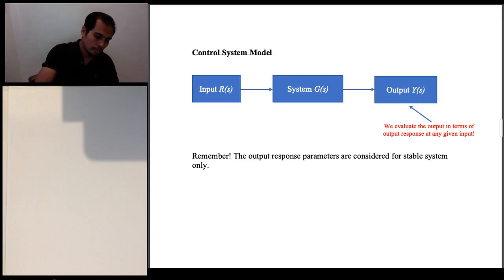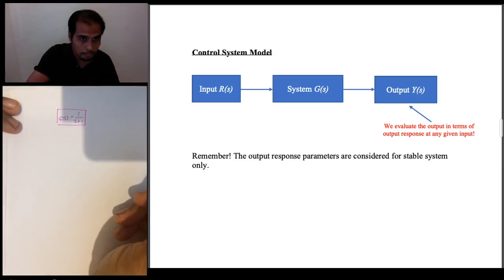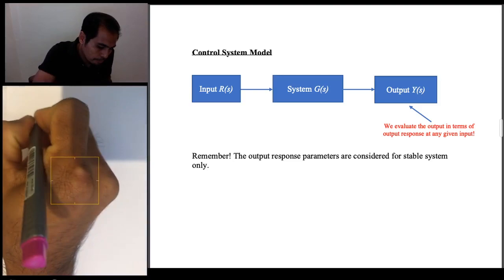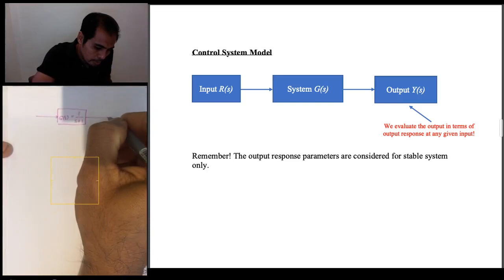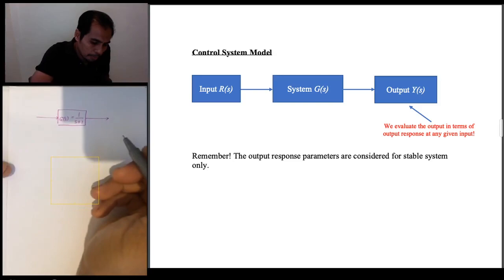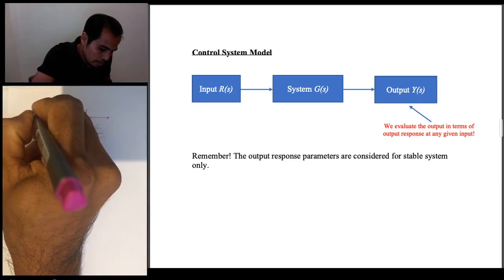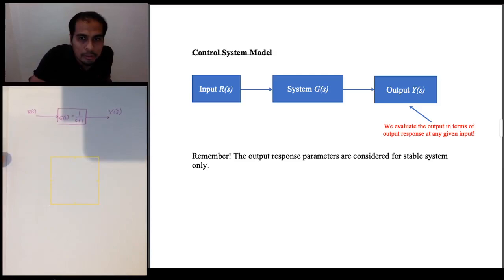So this is our system, whatever system that we have, let's say G(s) equals 1 over s plus 1. We need to input certain inputs to the system, and then we'll observe the output. We know that G(s) is the system's transfer function, R(s) is the input, and Y(s) is the output.